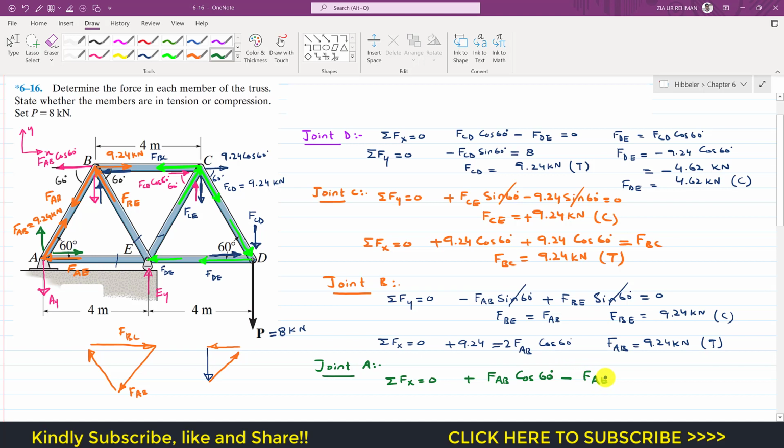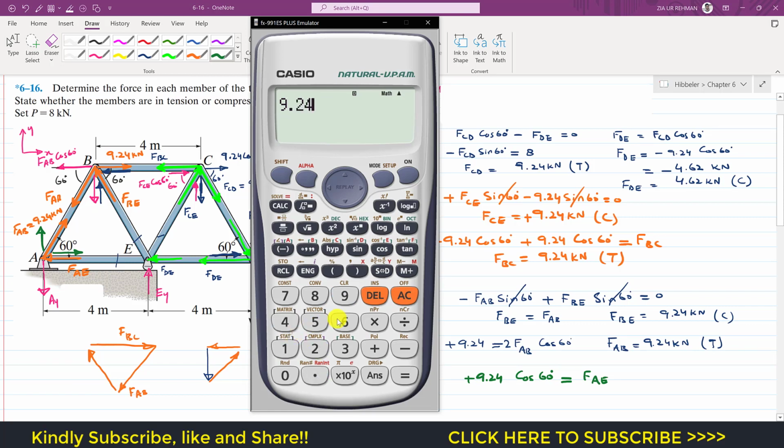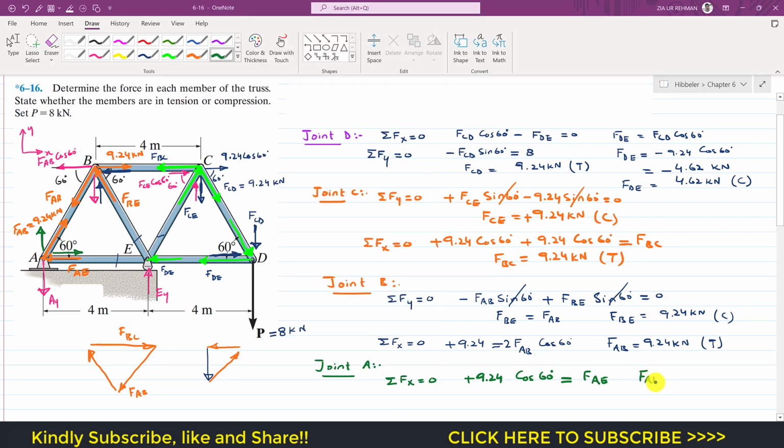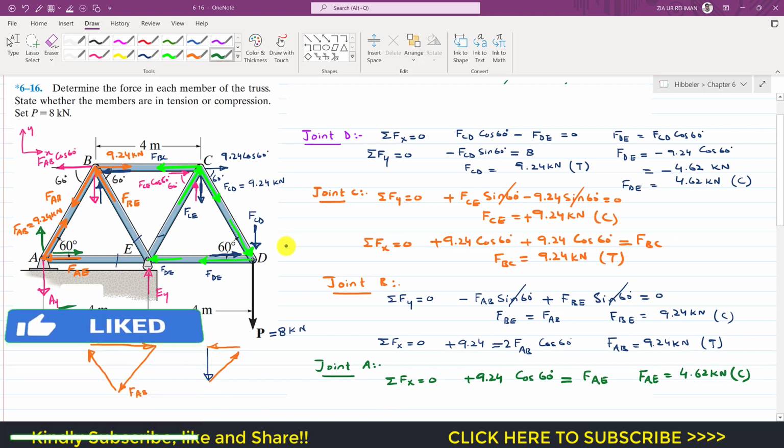So FAE equals 0, or we can say that FAE equals FAB cos of 60 degrees, and FAB is known, which is 9.24. So this is 9.24 cos of 60. So FAE is 4.62 kilonewton, and FAE is acting towards this joint A, so this means that the AE member is in compression. So this is the solution of this particular problem.